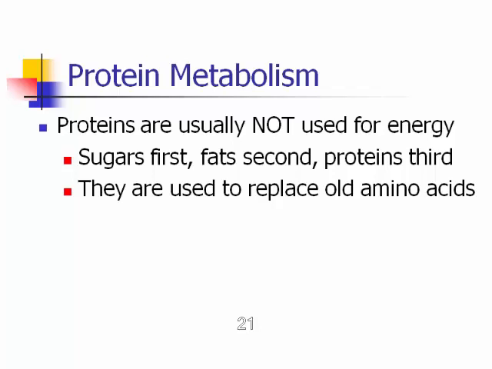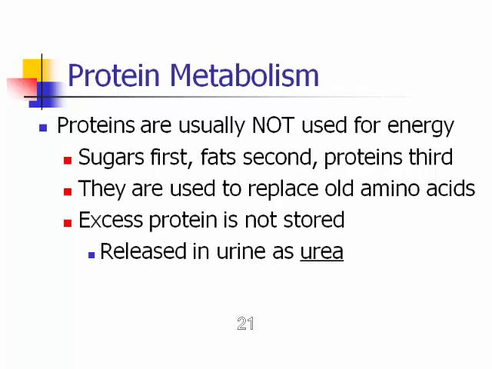Any extras, though, are going to be urinated out of the body as urea. So remember we did urea in one of the labs, right? So excess protein, we don't store it like we do glycogen and adipose. So we eat it, and if you don't need it, your body pees it out. Okay? So it's released in the urine as urea.